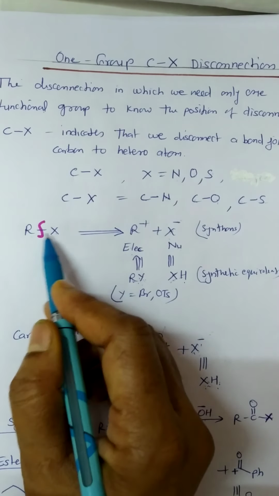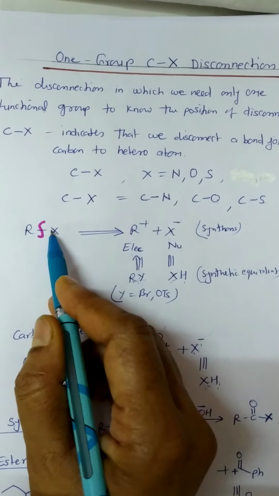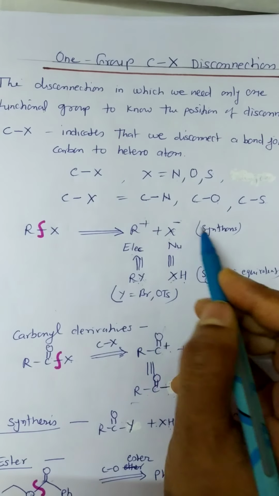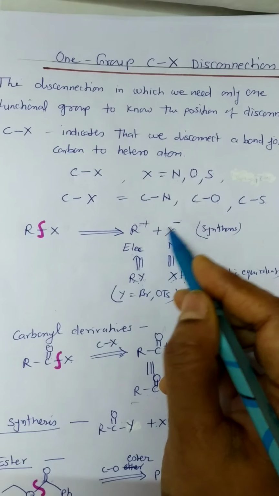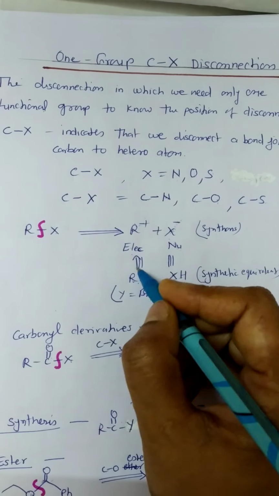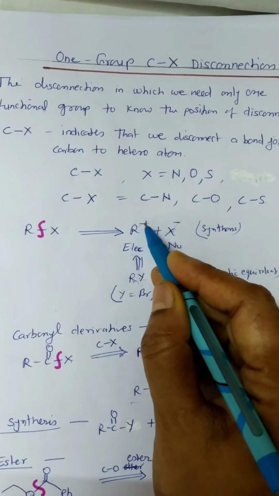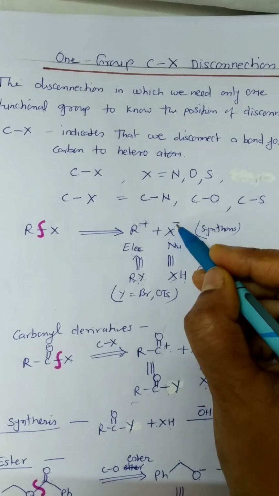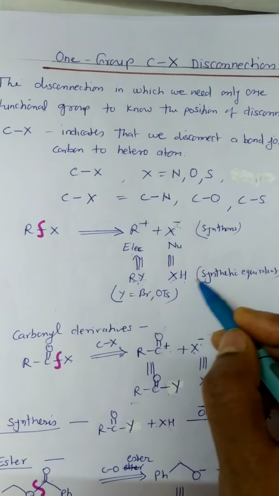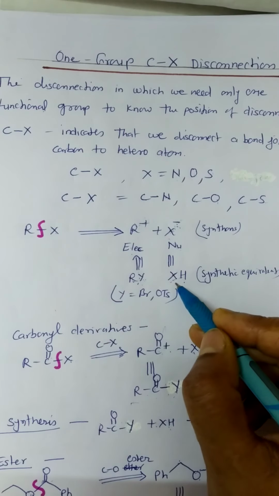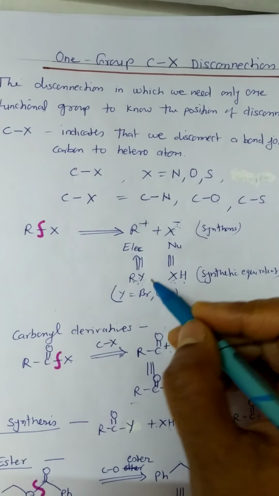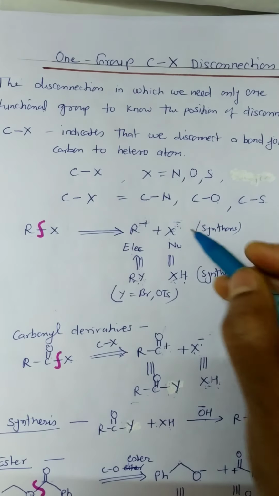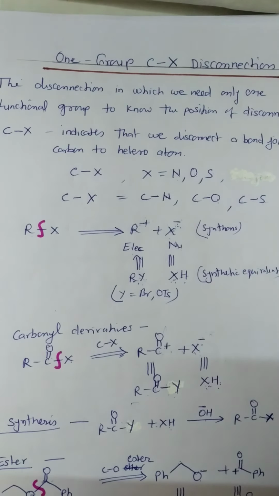R-X disconnection here means C-X disconnection. Two fragments are obtained, R plus and X minus, that is called synthons. These are also electrophile and nucleophile. By adding some negative species to this synthon we obtain the synthetic equivalent R-Y, and by adding some positive species to this synthon we obtain the XH synthetic equivalent. Therefore this is the synthetic equivalent for R plus and this is the synthetic equivalent for X minus.